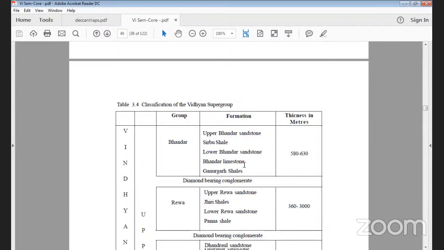The final group is the Bhander. In the Bhander group, the following formations are there. One is Ganurgarh shale. Second is Bhander limestone. Third, lower Bhander sandstone. Fourth, Sirbu shale. Fifth is Bhander sandstone. The thickness of these formations is around 480 to 630 meters.